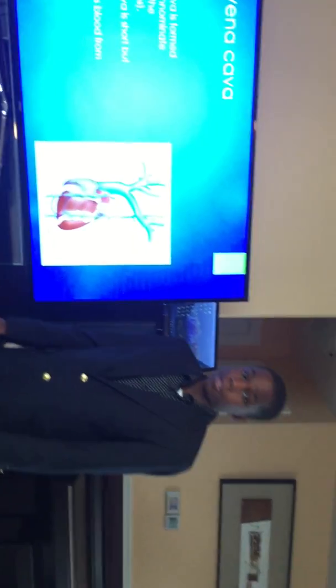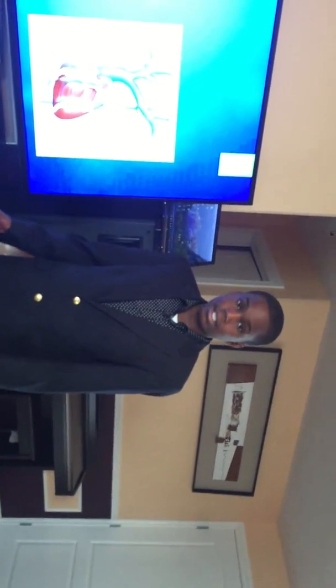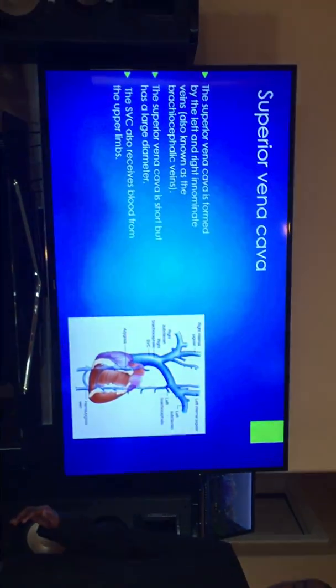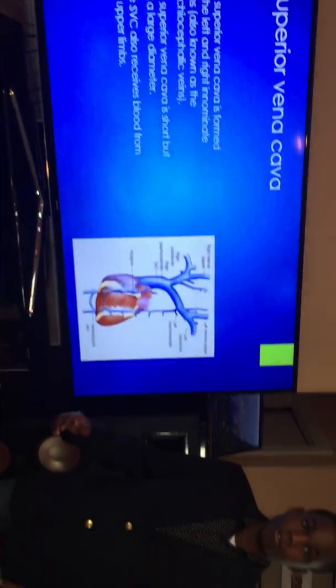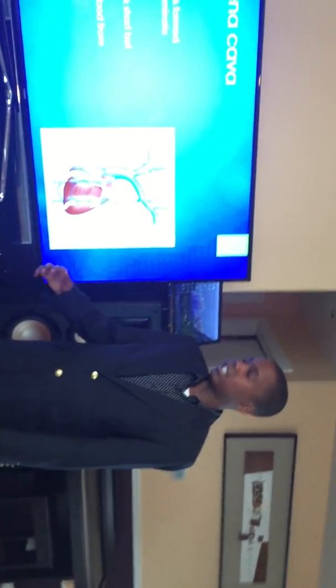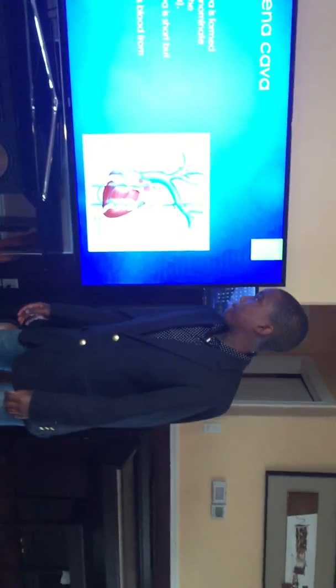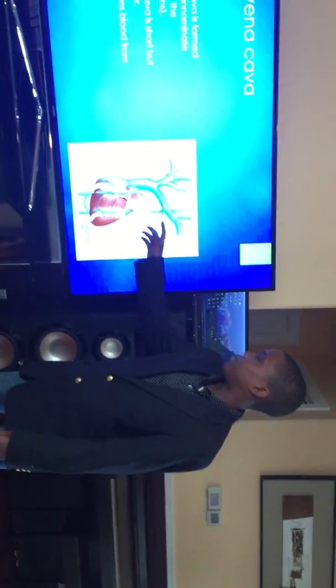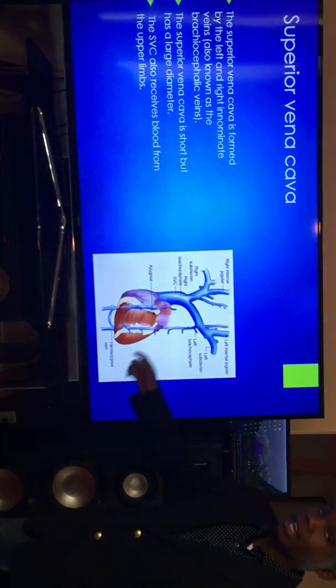The superior vena cava. The superior vena cava is formed by the left and right innominate veins. The superior vena cava is short unlike the inferior vena cava, but has a large diameter. The superior vena cava also receives blood from the upper limbs of your body. So here's the superior vena cava. It's not large, but has a wide diameter.